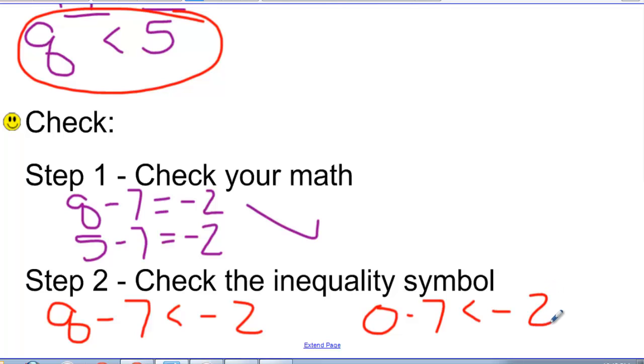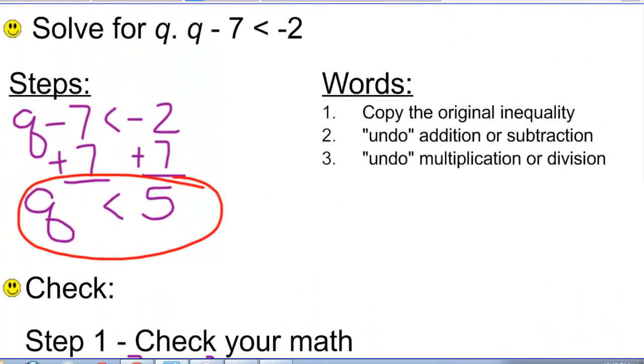So I'm going to do 0 minus 7. 0 minus 7 is -7, and that is in fact less than -2. So that means that I used the correct inequality symbol as well. And so my solution here is Q is less than 5. Q has to be less than 5 for this original inequality.